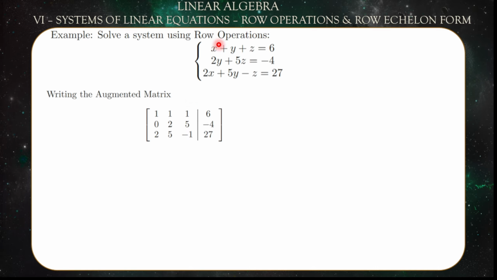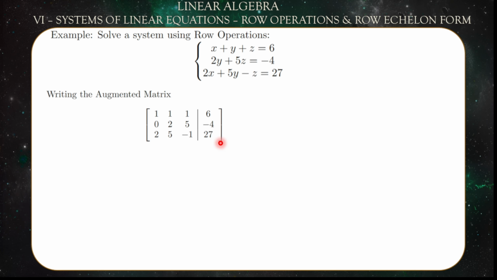So we place all the values of A, which is 1, 1, 1, 0, 2, 5, because x here is multiplied by 0. That's why we don't have x to begin with. So 0, 2, 5, and the third row, 2, 5, minus 1. And you place on the other side 6, minus 4, 27. And we need to make it a triangular matrix. We will check how to get there. So you have 6, minus 4, 27.